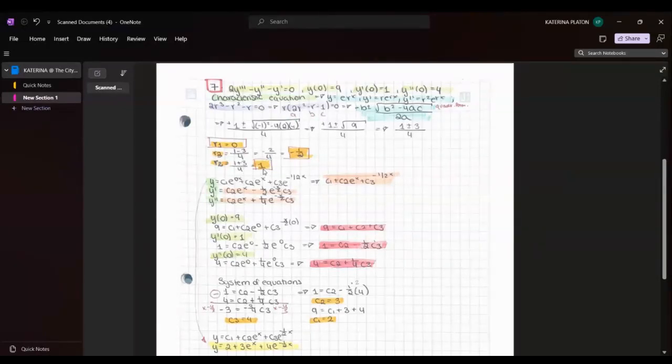So from here, we start by finding the general solution, which would be y equals c1 e to the power of 0x plus c2 e to the power of x plus c3 e to the power of negative 1 over 2x. Since e to the power of 0 is just 1, we simplify it to c1 plus c2 e to the power of x plus c3 e to the power of negative 1 over 2x.